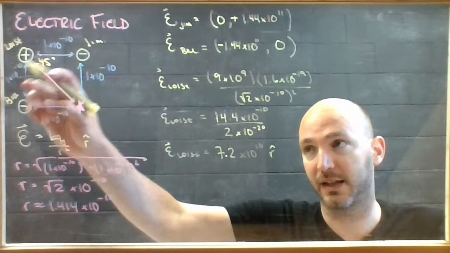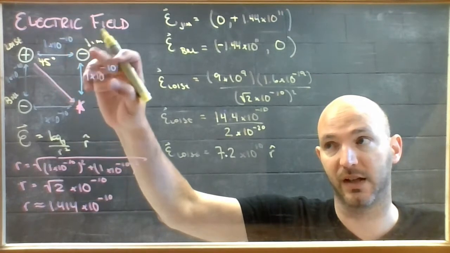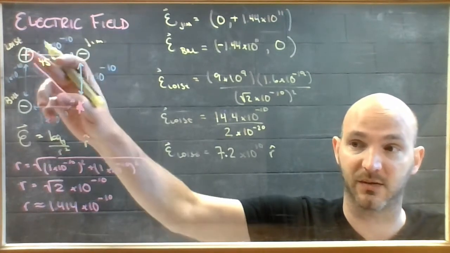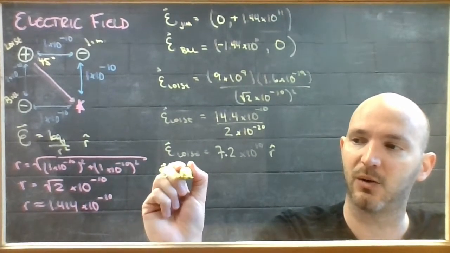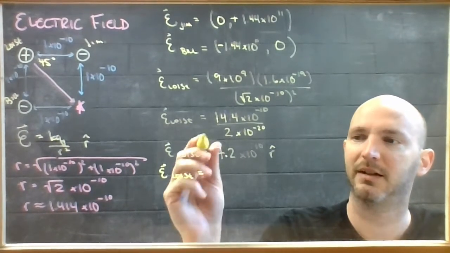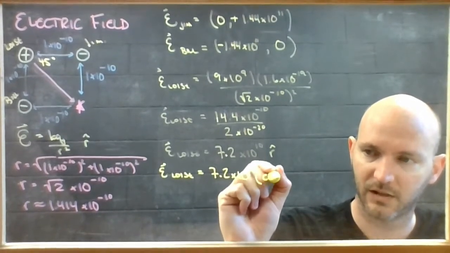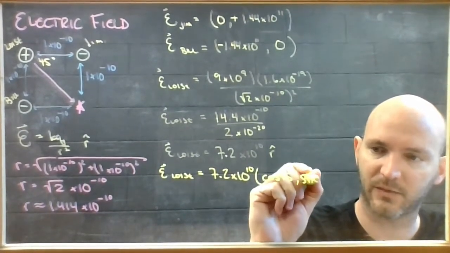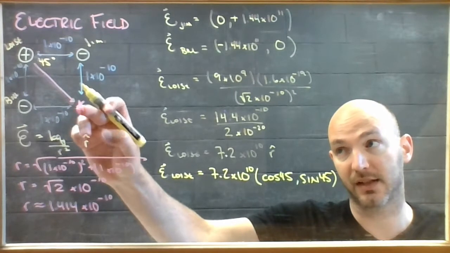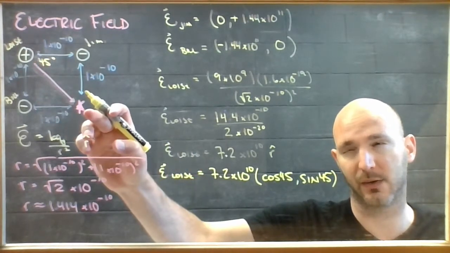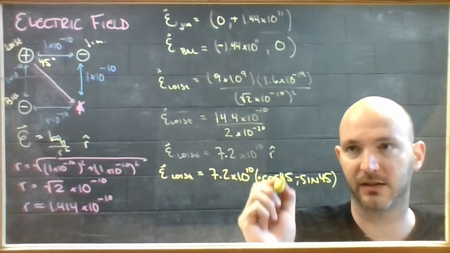If I set it up like this, the horizontal component is adjacent, so that's going to be my cosine. The vertical component is opposite, so that's going to be sine. So the contribution from Lois, Lois with an E, is going to be 7.2 times 10 to the 10 cos 45 horizontally, sine 45 vertically. And since the field is coming out of Lois at that point, it's going to the right, so that should be positive, and down, so that should be negative.